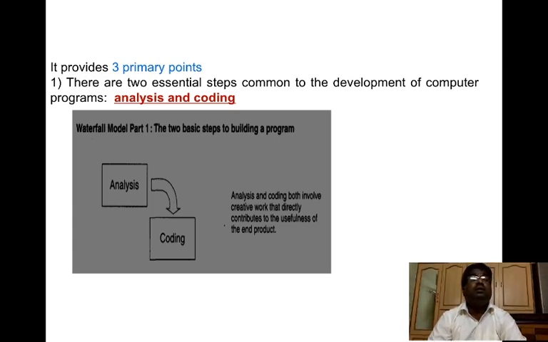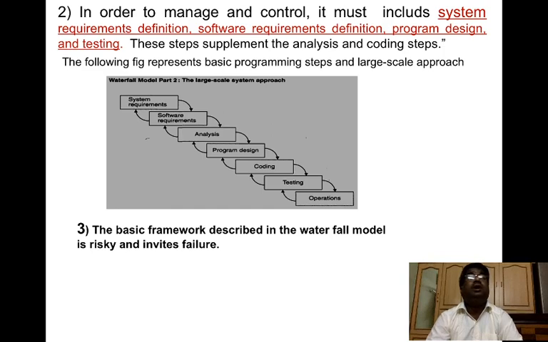And there are further improvements to the waterfall model. Waterfall model part 1 is meant only for small scale projects. If the project is very small, you can use waterfall model part 1: analysis and coding, only 2 stages. Stage 1 is analysis, stage 2 is coding directly. But this model is relevant only to simple problems. In case of large scale systems, we will use waterfall model part 2.